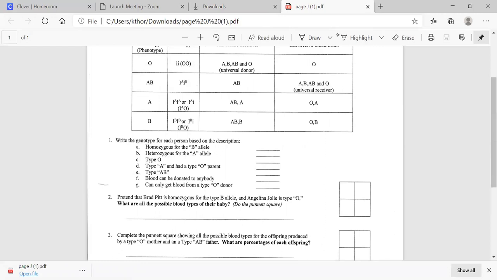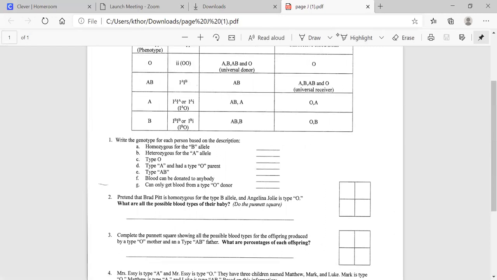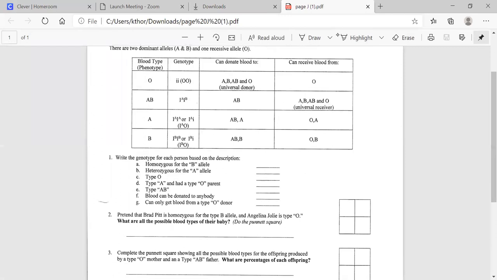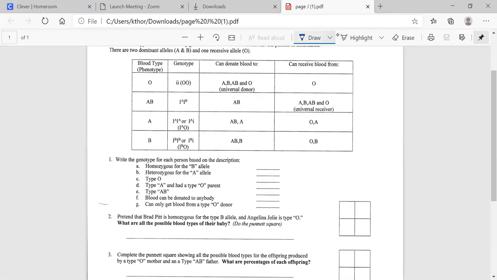Okay. Write the genotype for each person based on the description. So this is blood typing, guys. Be sure that you use the proper alleles and don't just put A's and B's. You have to have I's and superscript A's, okay? So homozygous B allele. Homozygous A, type O, type A that had an O parent, type AB, blood can be donated to anyone, can only get blood from an O donor. That would be O.